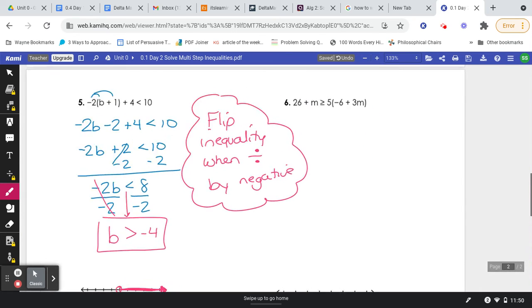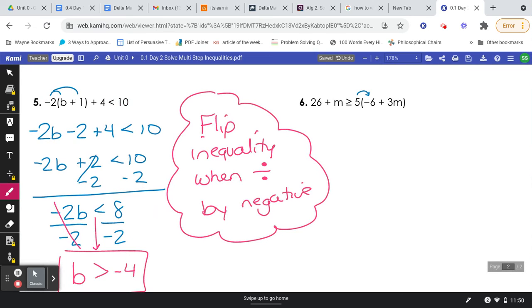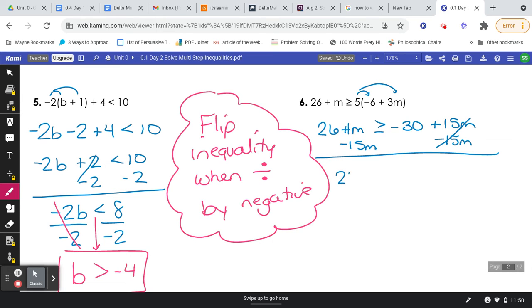All right, example number 6, another distributing problem here. I'll bring down 26 plus m, negative 30 plus 15m. And then because my m, my variable, needs to be at the beginning anyway, I'm going to go ahead and move the 15m over to this side. So 26 minus 14m is greater than or equal to negative 30. Then I'll subtract 26.